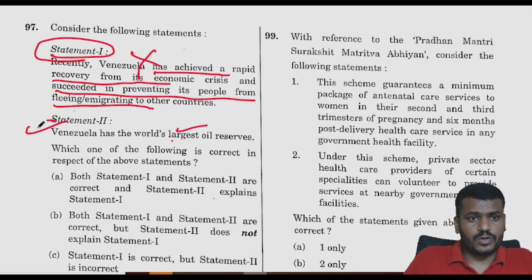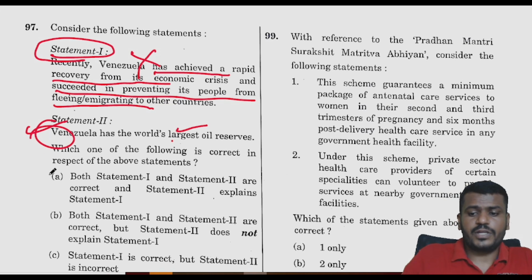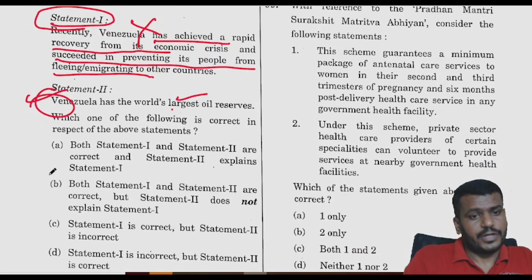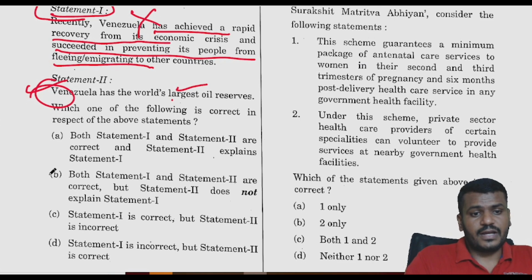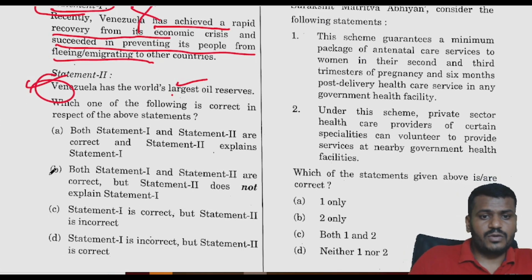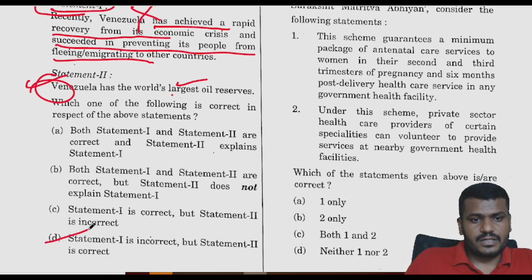Second, Venezuela has the world's largest oil reserve. Recently, it was in the news because of this only. Definitely, it has the potential, but it is not explored. But the highest oil potential, Venezuela definitely has. Statement 1 is incorrect, and statement 2 is correct, guys. D is the right answer.